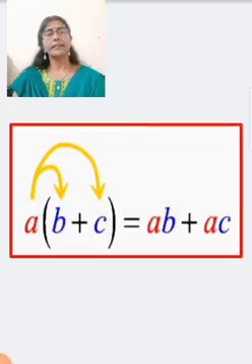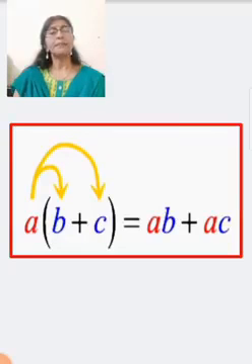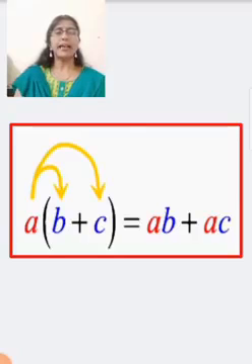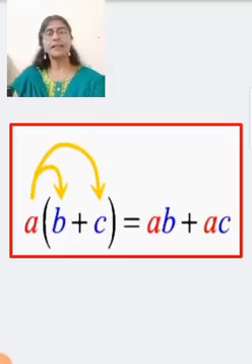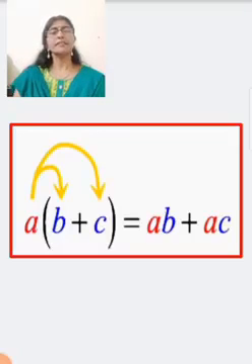A, B, C: there are three integers here. A multiplied by B plus C. So that means here A is outside the bracket and B plus C are inside the bracket. That means here you have to multiply A by B also and by C also. So it will be AB plus AC. This is the way we are going to solve the distributive law of addition of integers.